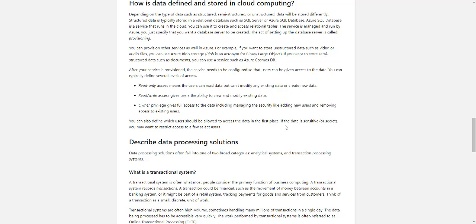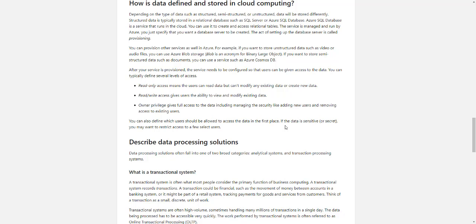After your service is provisioned, the service needs to be configured so that users can be given access to the data. You can typically define several levels of access. Read-only access means that the users can read the data, but they can't modify any existing data or create new data. Read-write access gives users the ability to view and modify existing data.